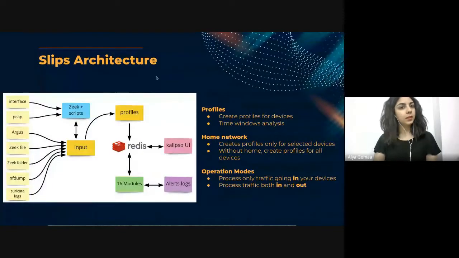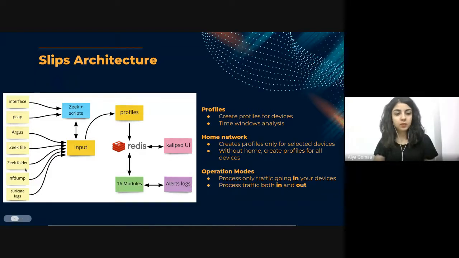Now we're going to talk about the SLIPS architecture. SLIPS supports reading many different file inputs. You can give it an interface or a pcap, an Argus binary flow, a Zeek file or folder. You can give it an nfdump file or a Suricata file. It will process and read them. SLIPS uses its own Zeek scripts, and you can plug in your own Zeek scripts if you want.